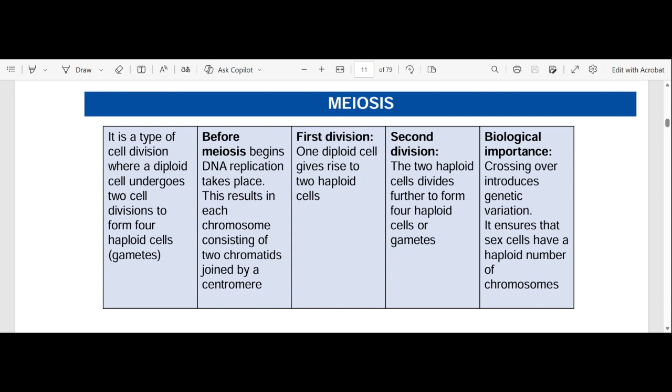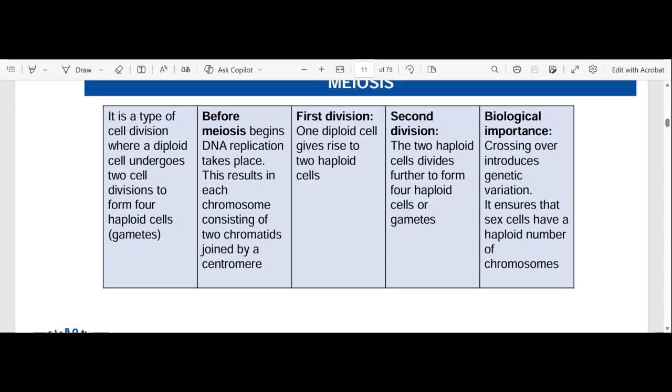So those are the basic differences between mitosis and meiosis. Does that make sense? Okay, I hope it makes sense. So let's look at, we've already defined what is meiosis, right? Here they're saying, the second column, that before meiosis begins, DNA replication takes place. This results in each chromosome consisting of 2 chromatids joined by a centromere. So let me explain the statement.